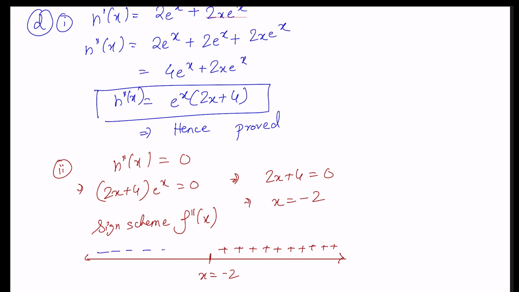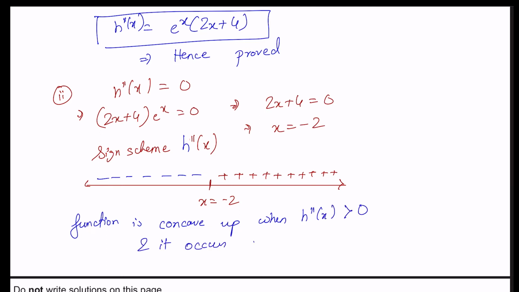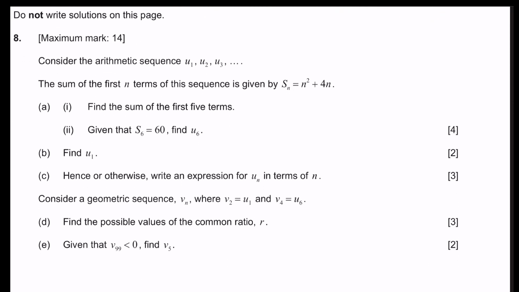Now the function is concave up when h double dash x is greater than 0, and it occurs when x is greater than minus 2. So x greater than minus 2 will be your answer, right? So let's now move on to question 8.